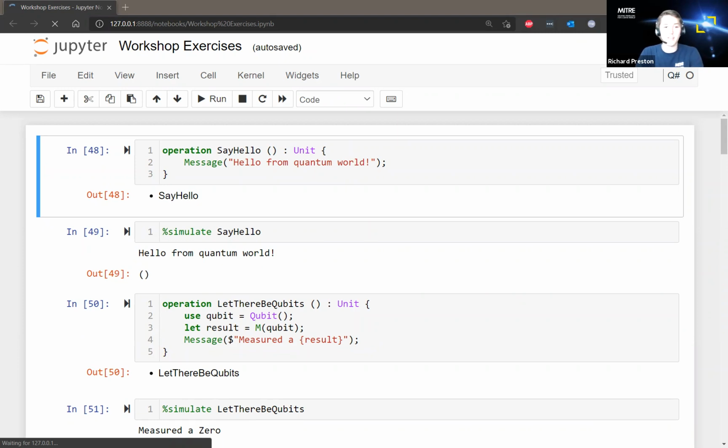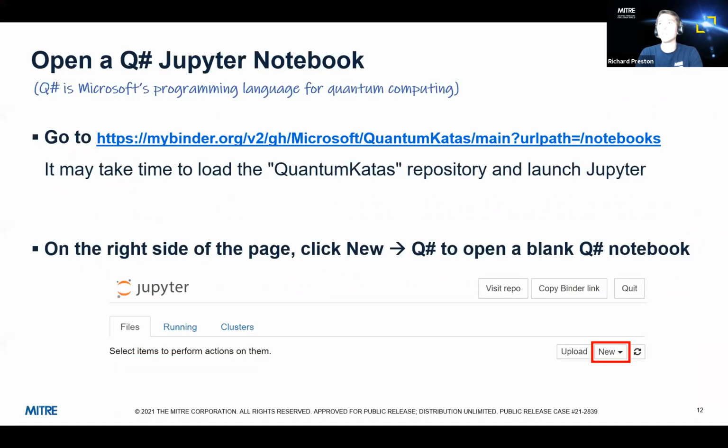Everybody go to this link. This is a Jupyter notebook that you can access online. It's called Binder. It's a code repository called Quantum Katas.